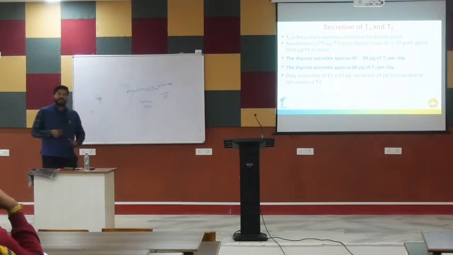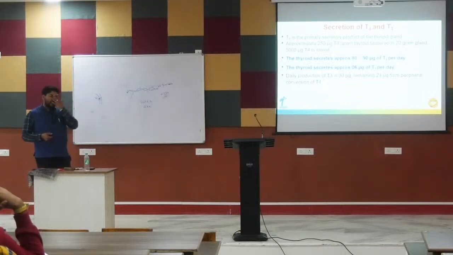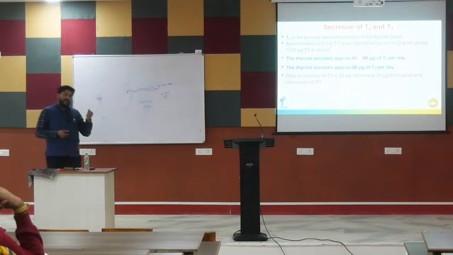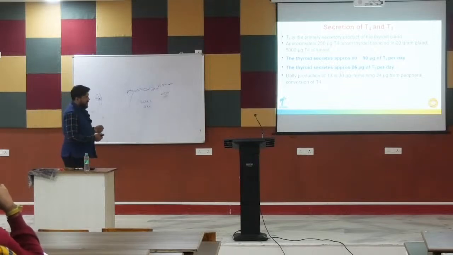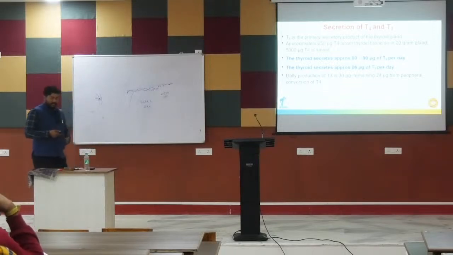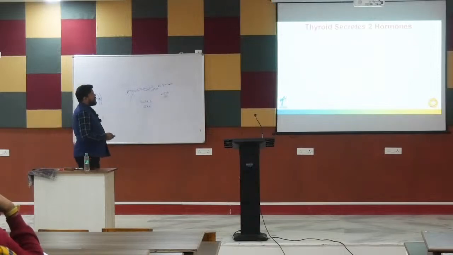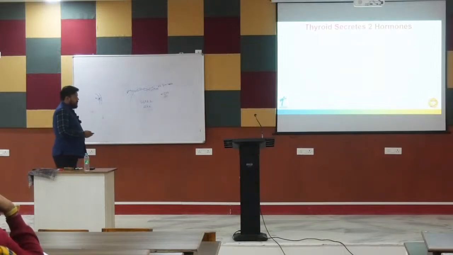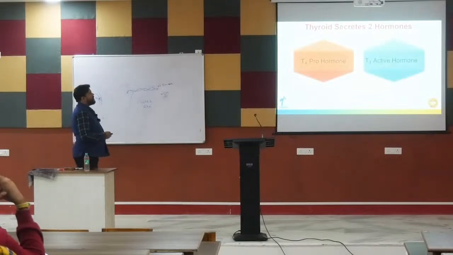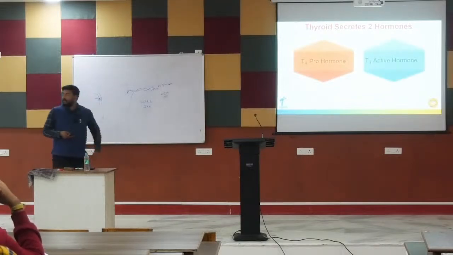T4 is converted to T3 in the peripheral tissue by deiodinase, mainly in the liver, kidneys, and other tissues also. Now, action of thyroid hormones. T4 is a prohormone, T3 is an active hormone.